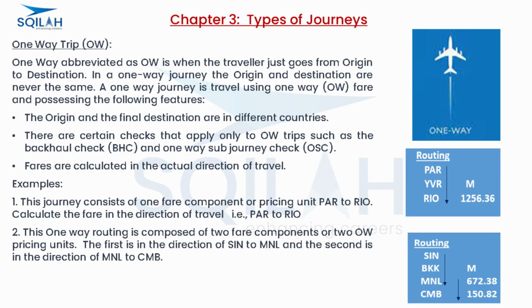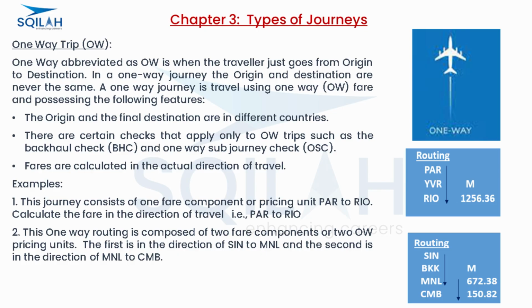There are certain checks that apply only to OW trips such as the backhaul check, BHC, and one-way sub-journey check, OSC. Fares are calculated in the actual direction of travel. Examples. 1. This journey consists of one fare component or pricing unit, PAR to RIO. Calculate the fare in the direction of travel, that is, PAR to RIO.